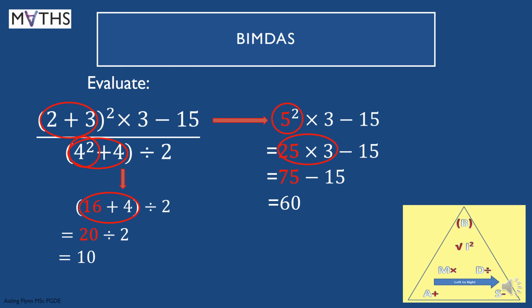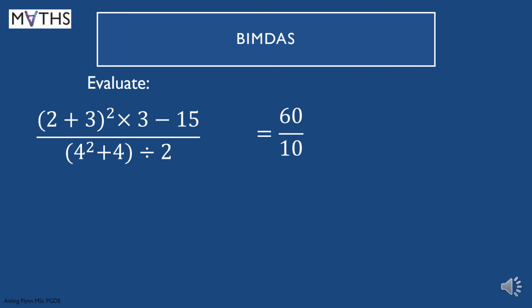And now what will we do with those numbers? 60 on the top and 10 on the bottom. Okay, so there, that's what we ended up with. Of course, that means division. 60 divided by 10, the answer is 6.